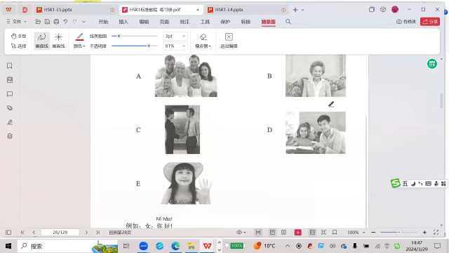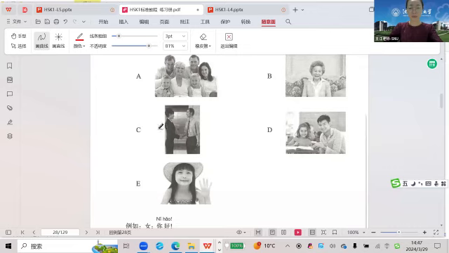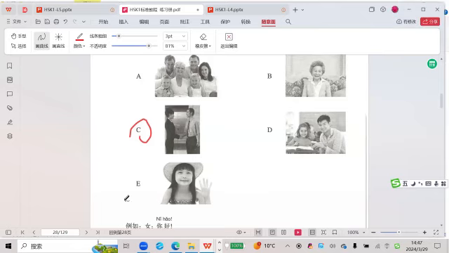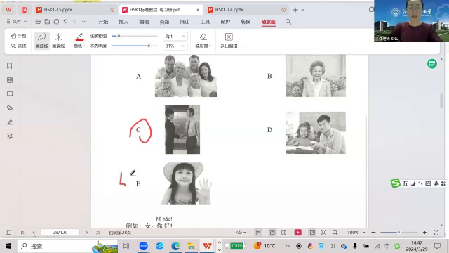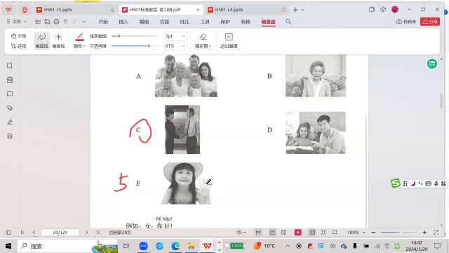4. A, B, C, D, E, and C was excluded. So which picture matches dialogue 5? Hafiz, E. Muhammad, E. E is correct. Dialogue 5 matches picture E. What did we hear? Can you repeat some keywords?